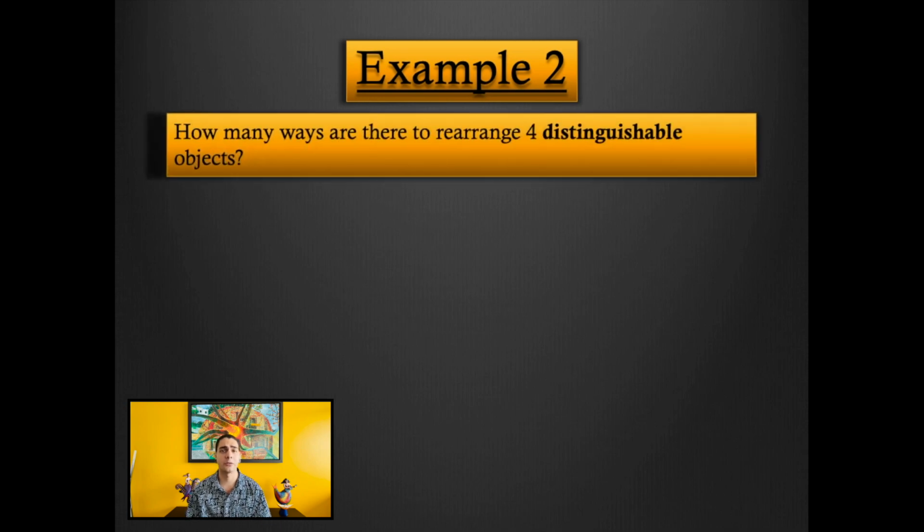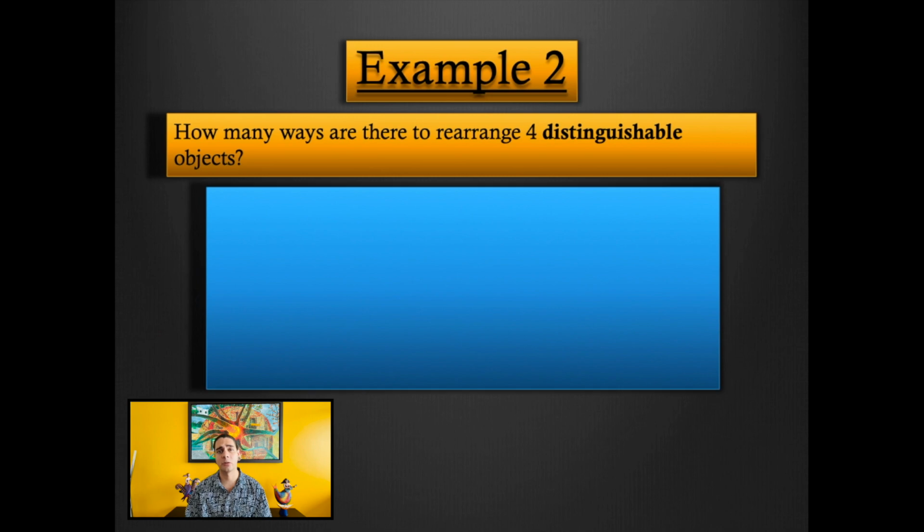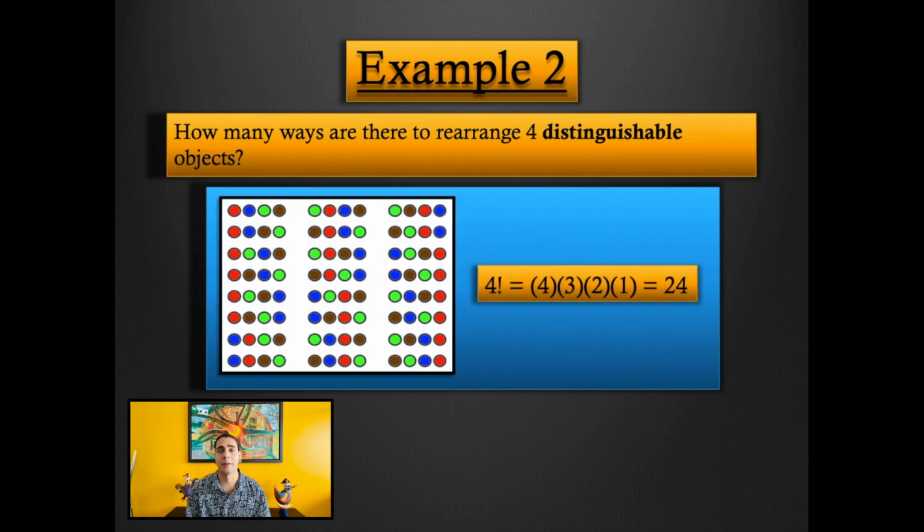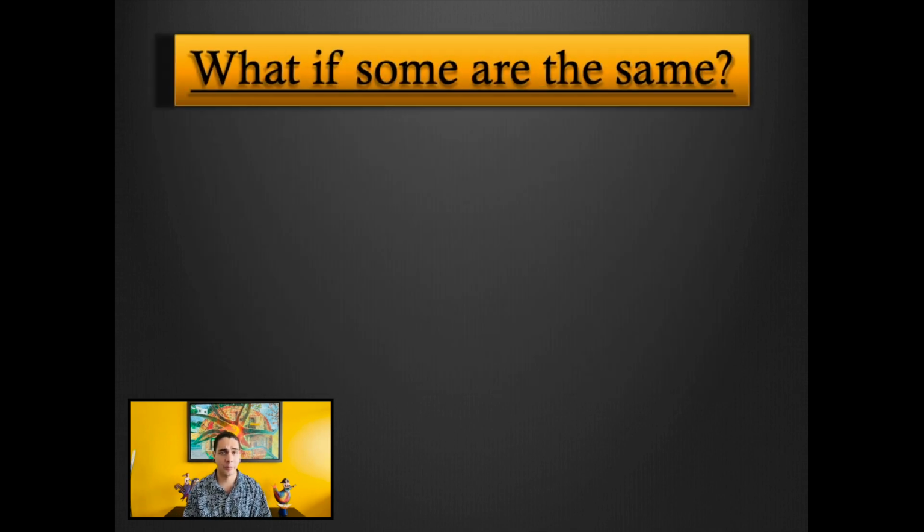Moving on to our next example, how many ways can we rearrange 4 distinguishable objects? Well, 4 factorial is 4 times 3 times 2 times 1, which is 24. And that turns out to be the number of ways we can rearrange these objects. So let's ask ourselves a question. What happens if some of them are the same?